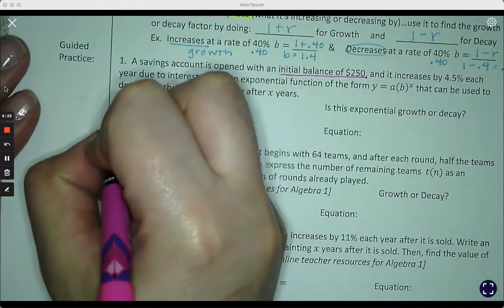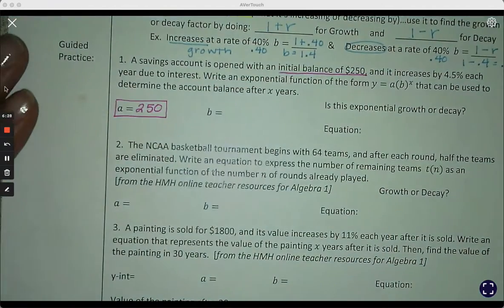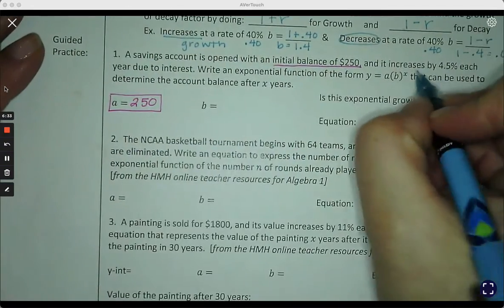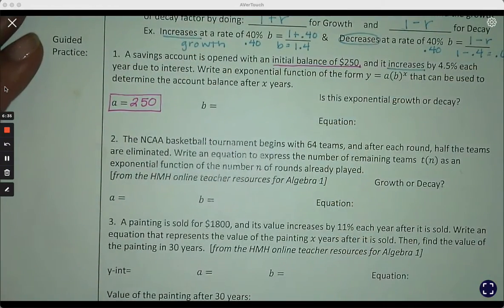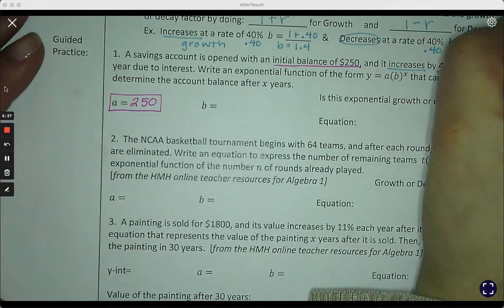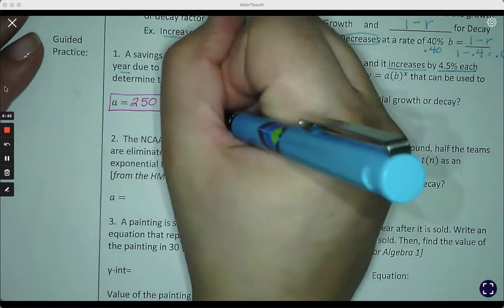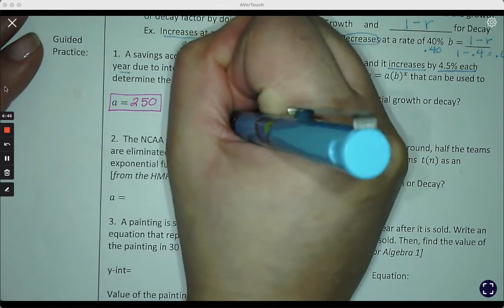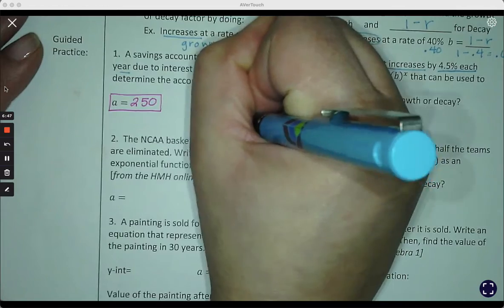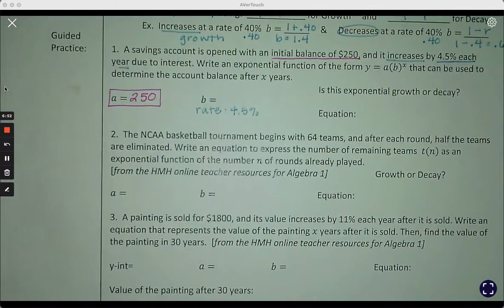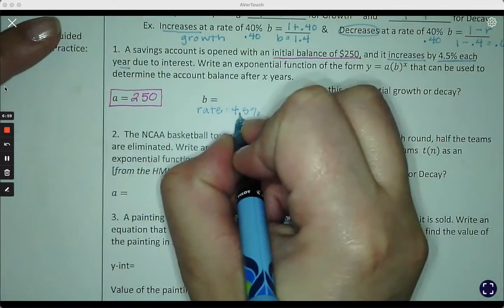Okay, so that's my A value. Easy peasy lemon squeezy, right? It increases, so I see that word increase, so I know it's a growth by 4.5 each year. So I know that my rate that I'm increasing is 4.5%. Now, one of the things that we talked about before Snowpocalypse was that your rate is a decimal. So we have to turn this into a decimal.